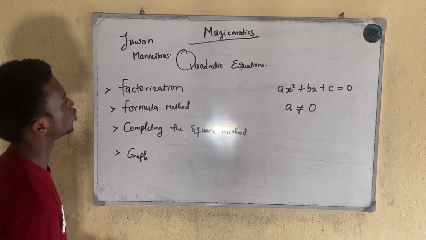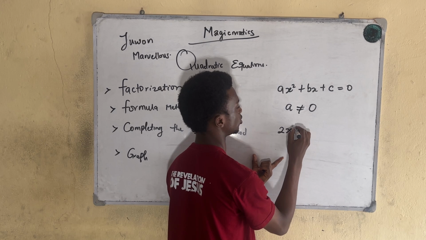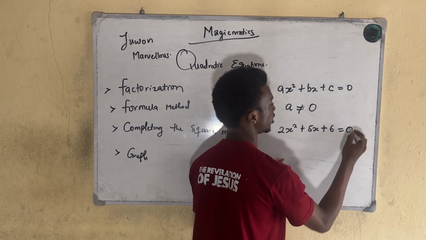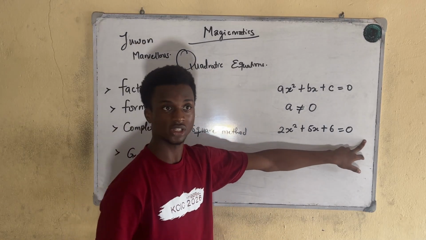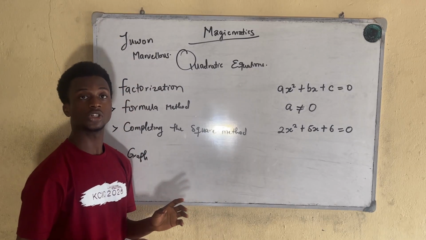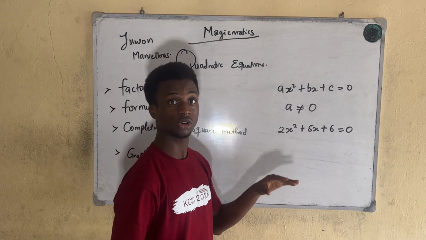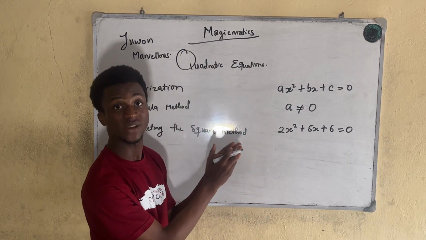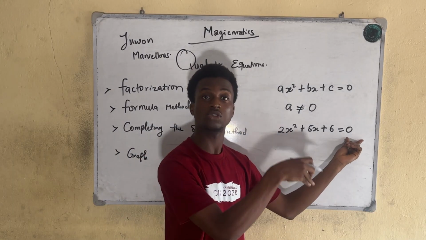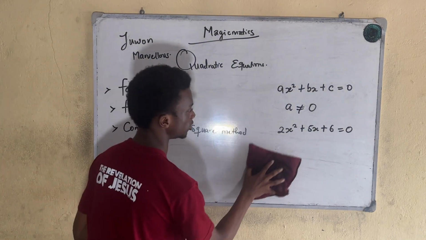So, in a situation whereby you're given 2x squared plus 5x plus 6 equals 0, you should know that this is a quadratic equation. And know this, a quadratic equation always equals 0. That is, after solving your equation, and then you input your value of x and it doesn't give you 0, then you should know that something is wrong. Okay, now let's see some questions under this. We'll start with the factorization method.